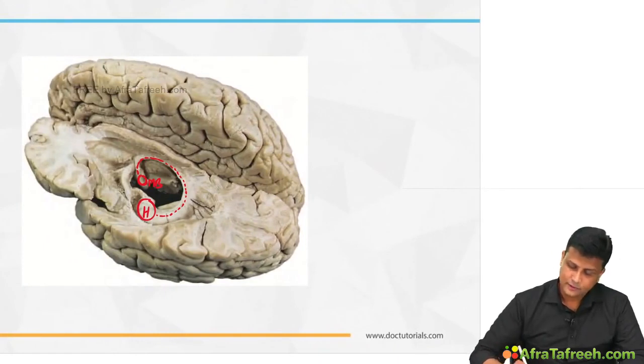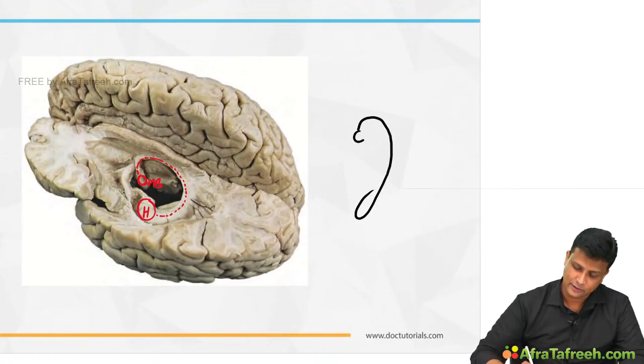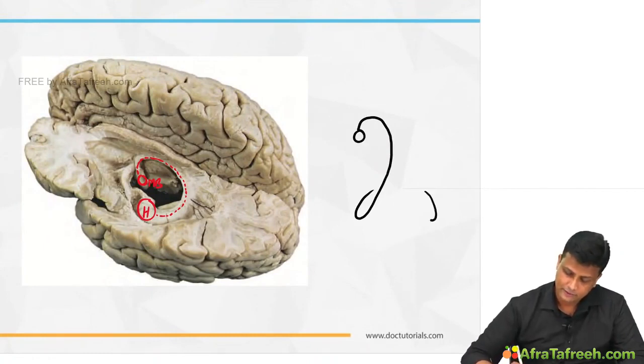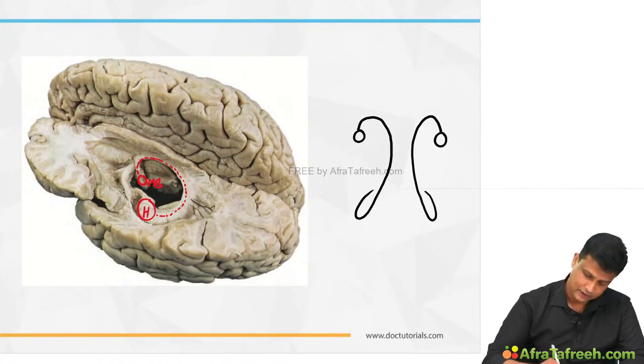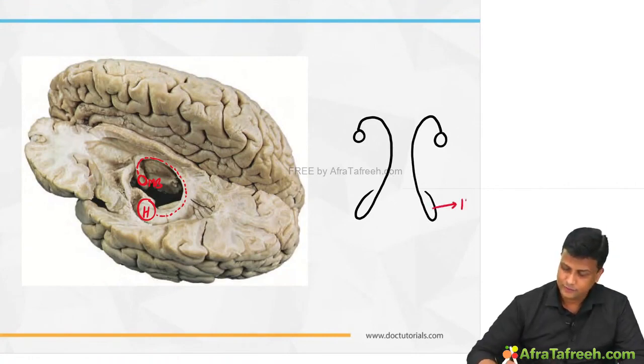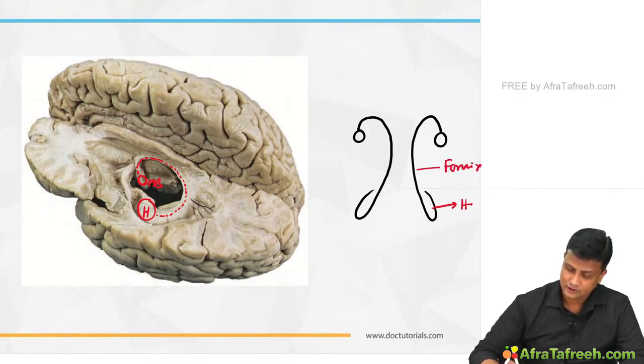So this will be the hippocampus on one side, and then there will be a fornix going and joining with the mammillary body. Similarly, there will be hippocampus on one side, then the fornix, and going and joining with the mammillary body here. So this one here will be the hippocampus, this one here will be the fornix, and this one here will be the mammillary body.